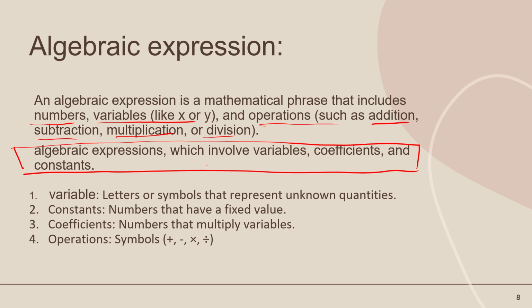An algebraic expression contains: number 1, variable; number 2, coefficient; number 3, constant; and then it uses arithmetic operations. What are variables? Letters or symbols that represent unknown quantities. A constant means a fixed value. A coefficient means a number multiplied by a variable. For example, 2x: x is the variable, 2 is the coefficient. And these are some symbols also.